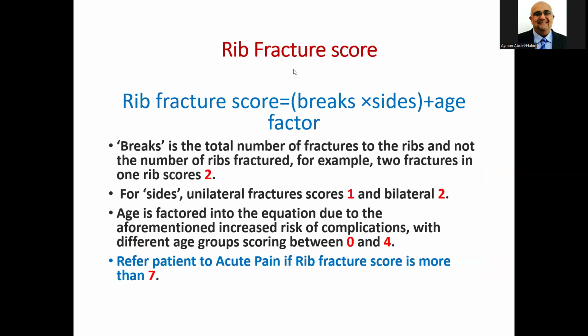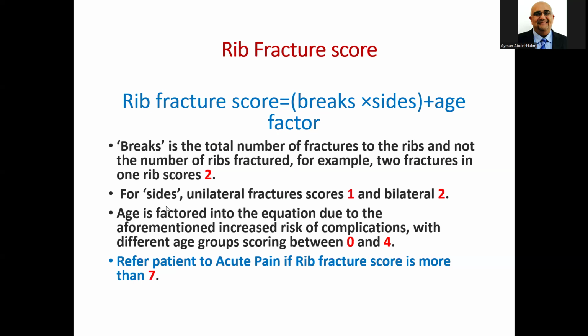This is the rib fracture score that we talked about, plus the age. Remember, these are important prognostic factors in this rib fracture issue. Breaks is the total number of fractures to the ribs, not the number of ribs fractured. So you multiply the number; it's not just the number of ribs fractured, it's the number of fractures to the ribs.